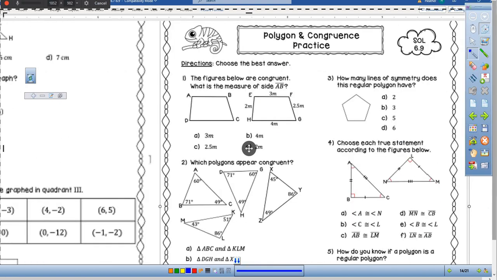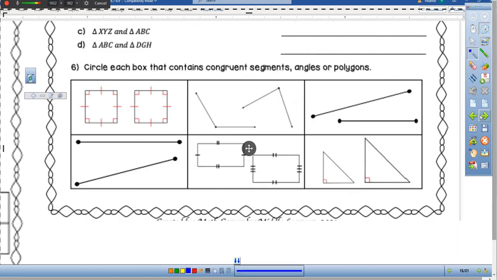All right, polygon and congruence. This is practice for you guys, but we did this together, so we should know how to do these. Now I want to see how well we do on them. And then it says circle each box. There's more than one, by the way. Every box that contains either a congruent segment, angle, or polygon. And remember, to be congruent, polygons have to be exactly the same size and the same shape. So don't let that trick you, especially for that last one, because they look very similar.